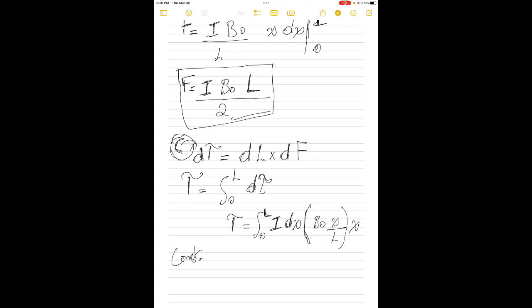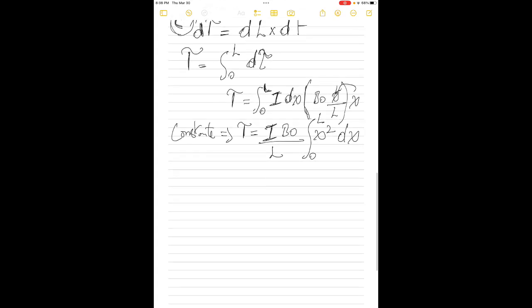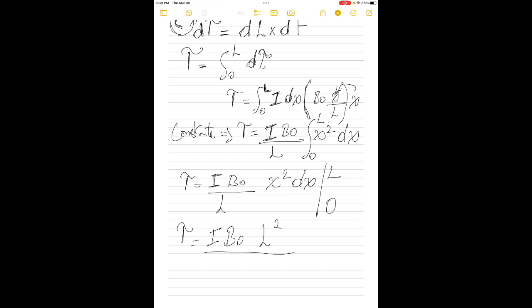If we take out the constants, the torque is going to equal I B0 divided by L, and x times x is going to be x squared, multiplied by dx. This one is with limits between L and 0. So the torque is going to equal the current multiplied by the field strength divided by L, the integral of x squared dx from L to 0. So evaluating the upper limit, it is going to be equal to the current times the field strength times L squared, divided by 3.